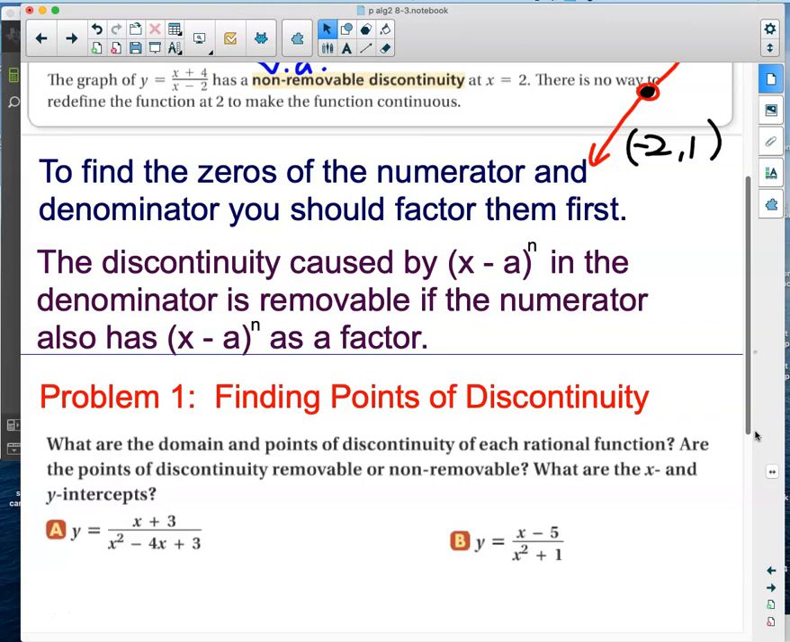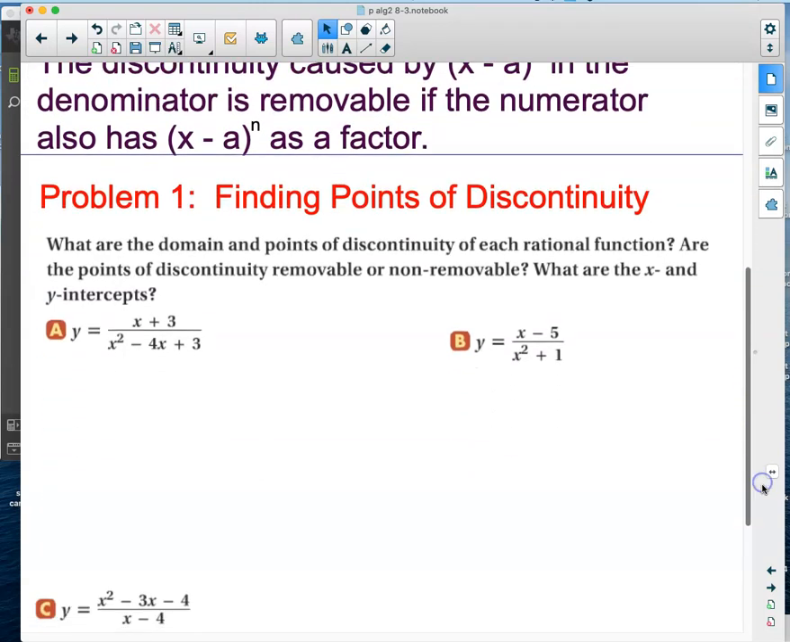And then we're going to talk about the domain and how all of this comes together. So what are the domain and points of discontinuity of each rational function? Are those points of discontinuity removable, making them a hole, or non-removable, making them a vertical asymptote? And then they've added one other piece here, which we used to do a lot, which is find the x and y intercepts. We might be a little rusty on that, so we'll have to scrape the rust off and remember how to do those.